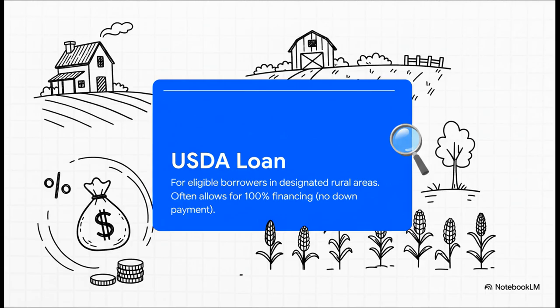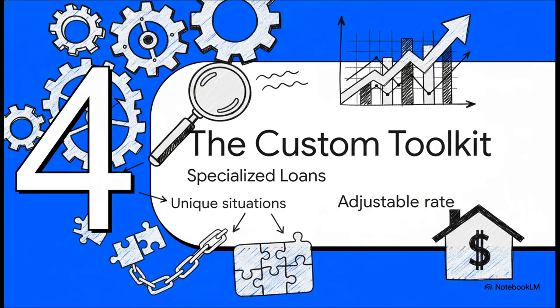This one is specifically geared towards boosting homeownership in rural communities. For the right borrowers in the right areas, this program can also mean 100% financing, which means no down payment at all. Now for our third toolkit, the custom one.